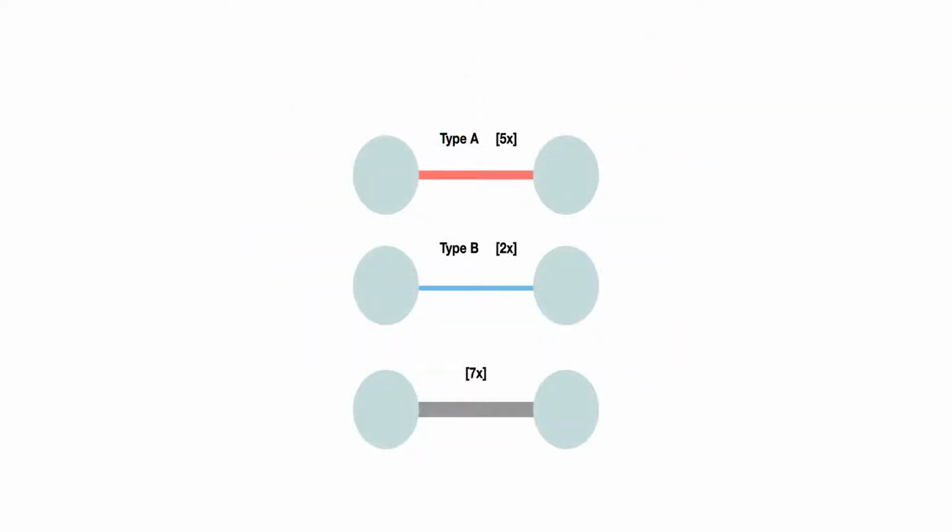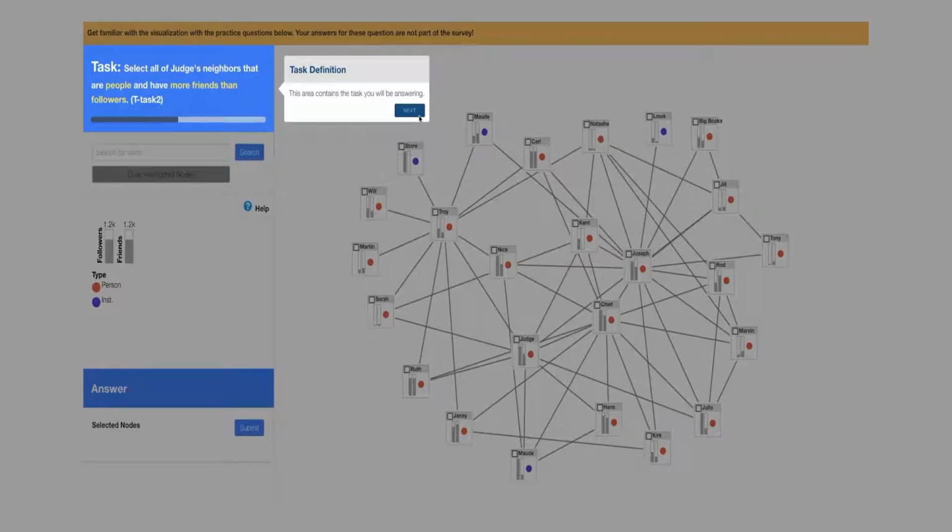We also consider edge attributes, where we use color to show the type of an edge, and width to show a quantitative attribute, such as how often that interaction has happened. Each visualization affords a certain set of interactions, such as dragging nodes or highlighting neighbors.